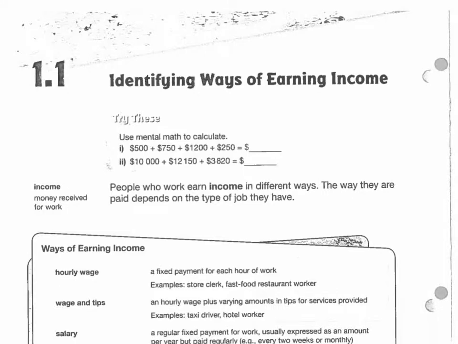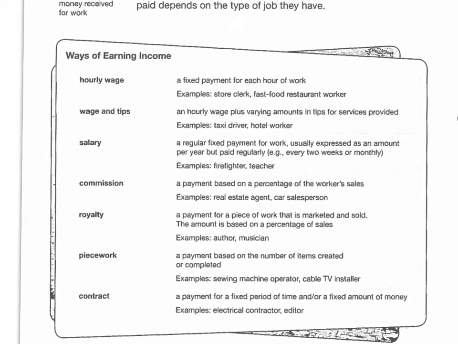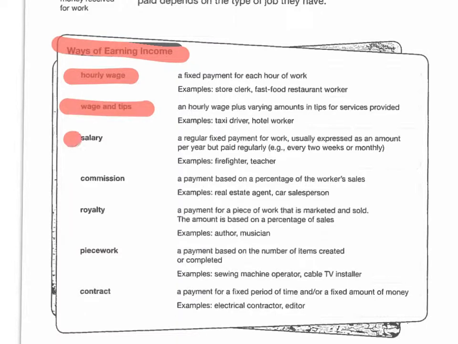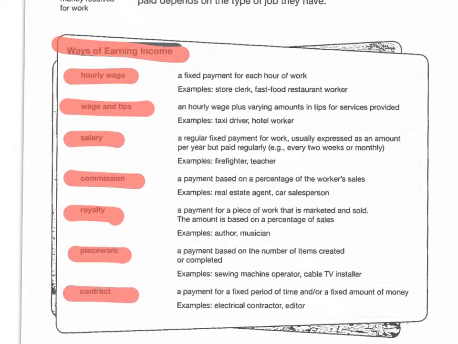Okay, 1.1, identifying ways of earning income. So this is pretty straightforward to read through the different ways of earning income, but if you are looking for a job, it's important to know all the different ways. So ways of earning income: hourly wage, wage and tips, salary, commission, royalty, piecework, and contract. All right, these are all different ways of earning money.